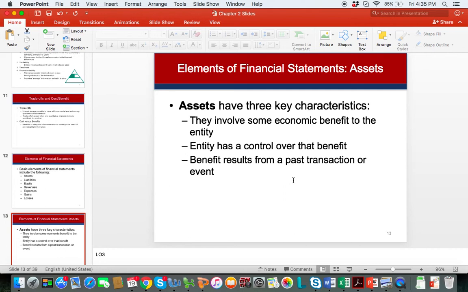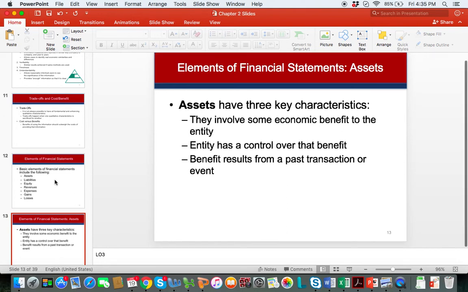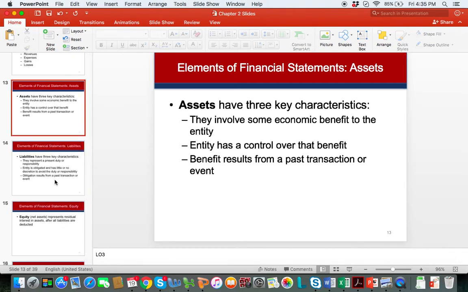So take a fixed asset, like a building. If the building is used to manufacture a product, that asset has an economic benefit to you. You have control over the benefit of that asset because you own it and you can use it, and the benefit is from a past transaction or event. So goods that were produced at that site before have been sold, and you have realized some revenue because of that.